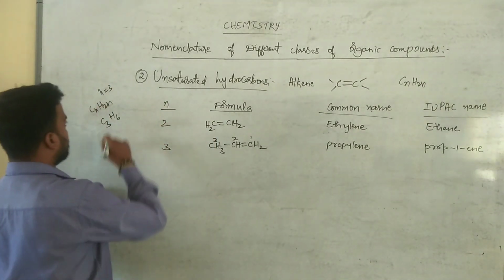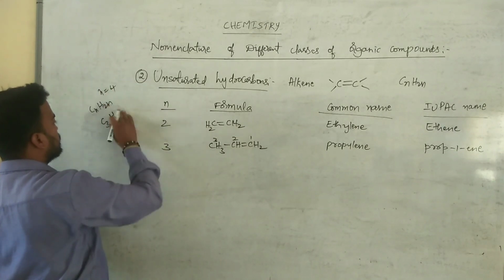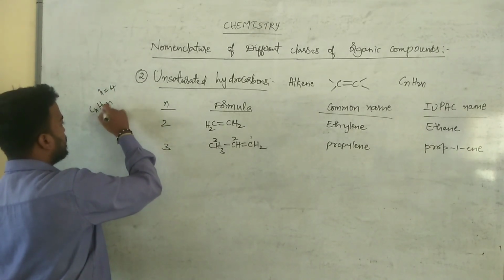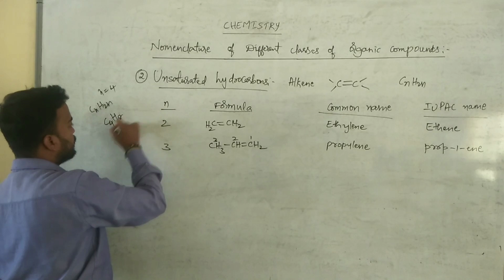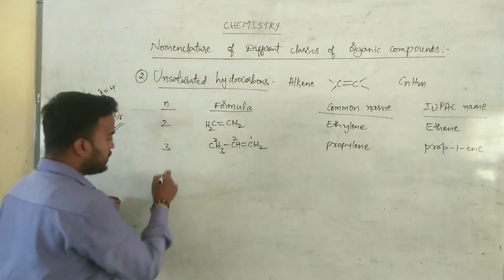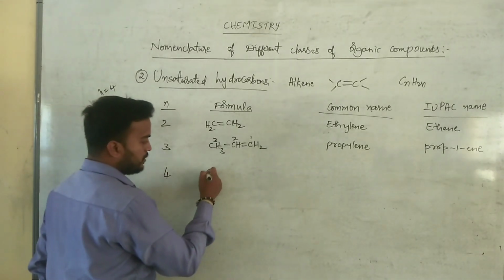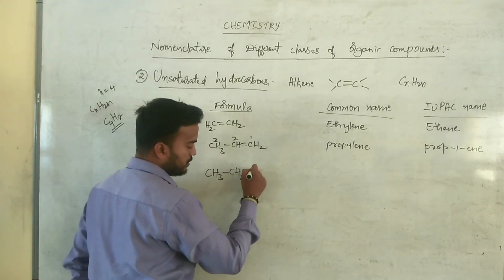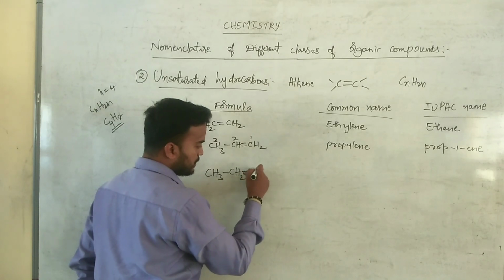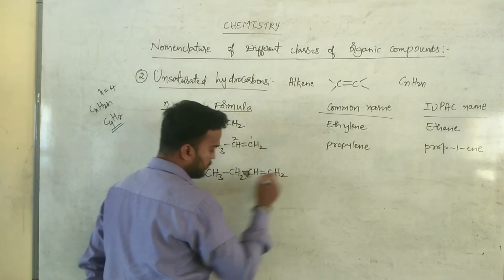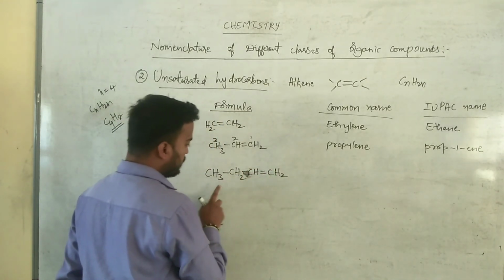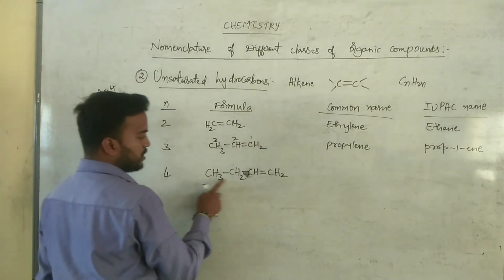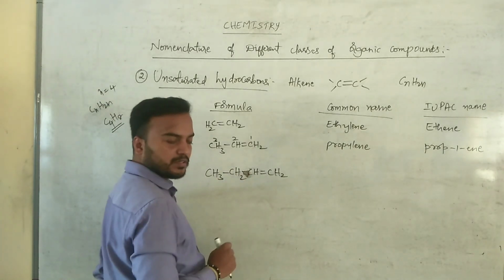Next I will put n is equal to 4. It will become C4, 4 twos are 8, C4H8. n is equal to 4. It will become CH3, CH2, CH double bond CH2. The number of carbon atoms is 4. Hydrogen atoms are 8: 3 plus 2 is 5, 6, 7, 8.